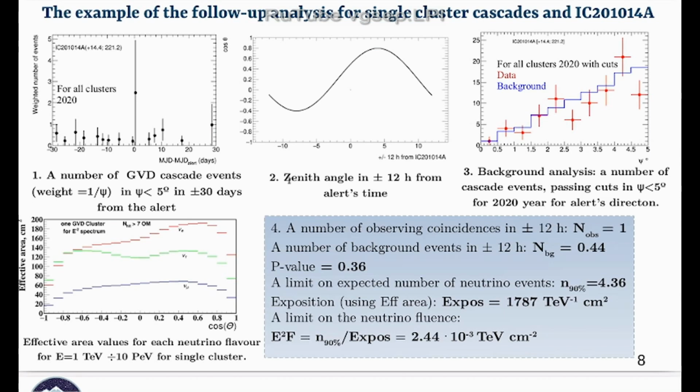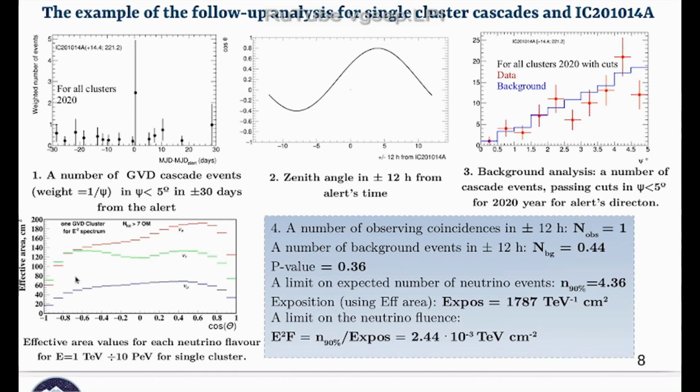Secondly, we can get our zenith angle values in the time window of plus minus 12 hours from the alert time. And of course, we usually do our background analysis. This picture illustrates the number of cascade events passing cuts in psi less than 5 degrees for the 2020 year. All events passed cuts there. Red points are data, and the blue line is background, just to compare data and background for illustration.